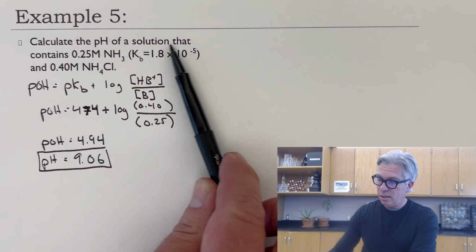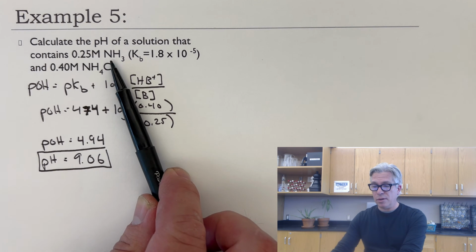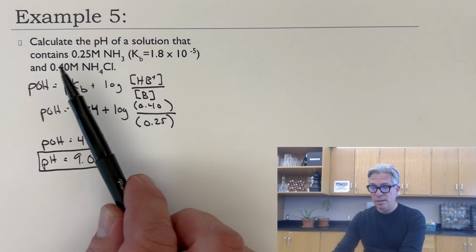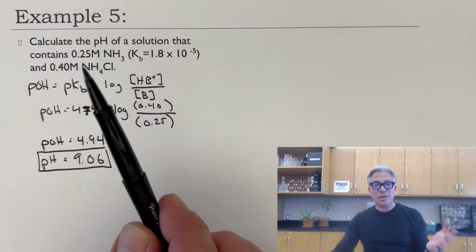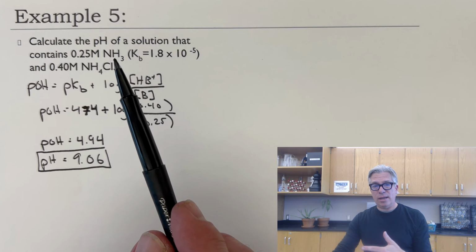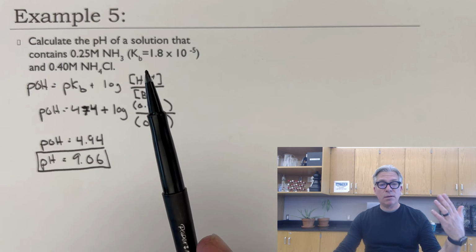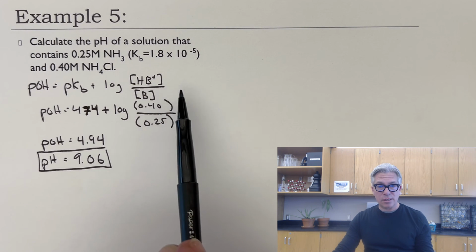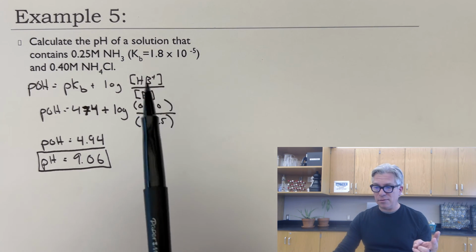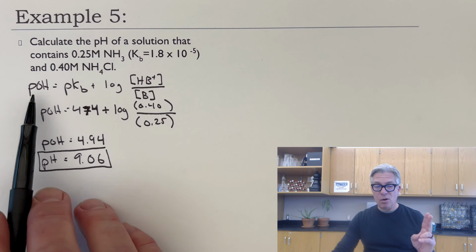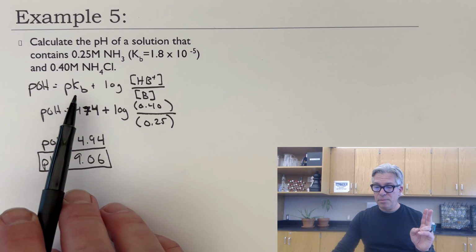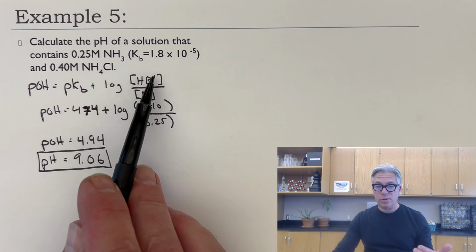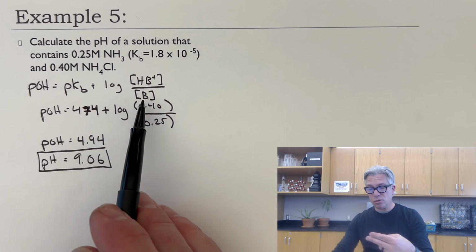Calculate the pH of a solution that contains 0.25 molar ammonia. We've seen that before, and it has a Kb value of 1.8 times 10 to the minus fifth. And its salt, ammonium chloride. So in this case, we actually have a weak base and its conjugate acid. So what changes? Well, not much changes. The formula of the actual Henderson-Hasselbalch equation stays about the same, but check how it's different. We're going to be finding the pOH equals the pKb, because now we're acting like a base, plus the log of the acid over the base. The ratio has flipped because we're going in the reverse direction with the base.